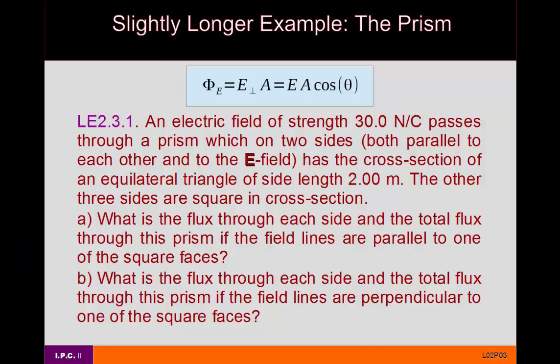So I'm ready now to work a few longer examples to close out this lecture. We'll start here with a question that says you've got some electric field of some given strength, and it's passing through a prism which has a cross-section of an equilateral triangle, and then other sides have square cross-sections. And so we want to know what's the flux through each side in two cases. In the first case, the field lines are parallel to one of the square faces. The other case, they're perpendicular to one of the square faces.